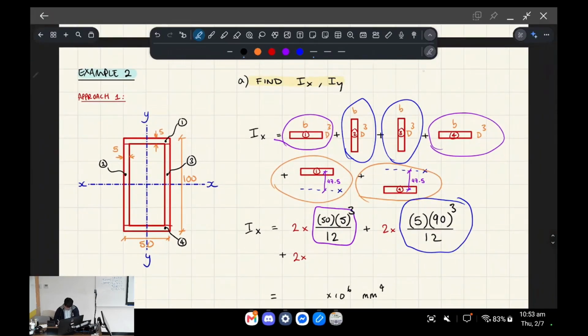So the formula for parallel axis theorem shifting is you take the area and you multiply it by the shifting distance and then you square it, okay? So here's what we're going to do. We're going to do 2 lots of the area, right, for shape 1 and 4, which is 50 multiplied by 5, okay? So that's the area. And we multiply it by the shifting distance, all right?